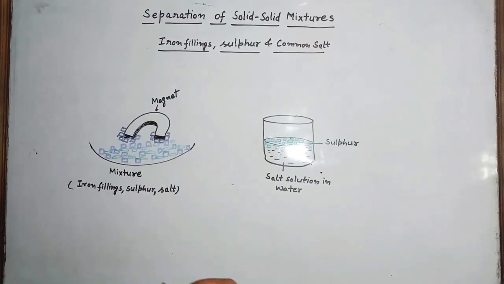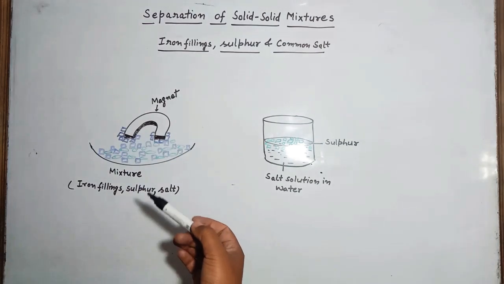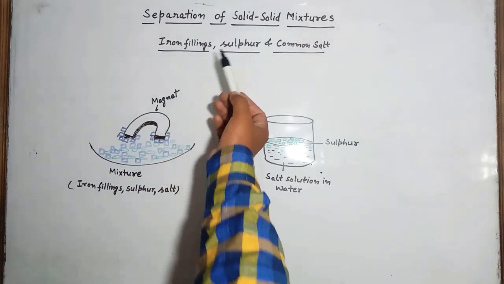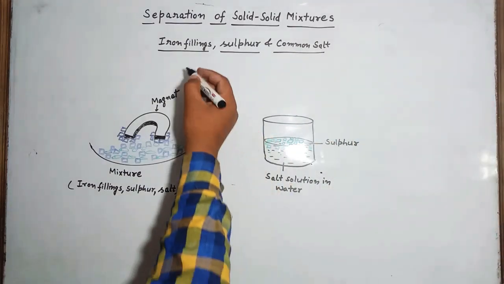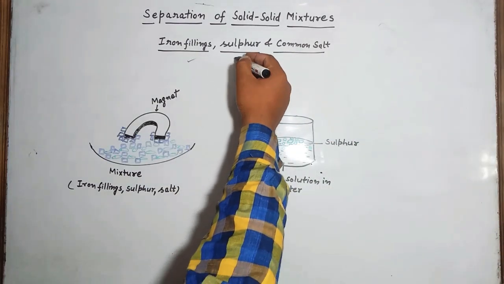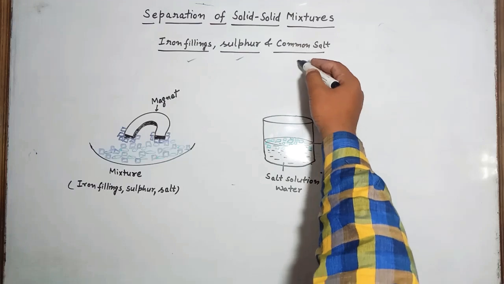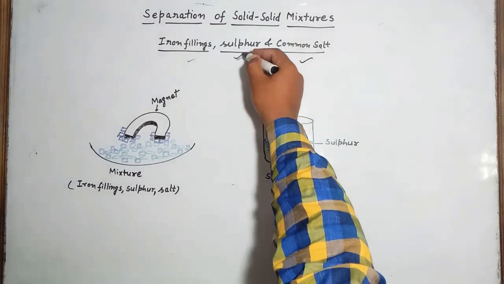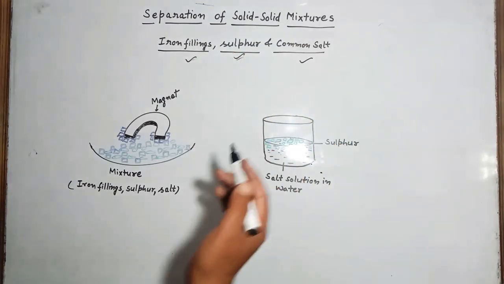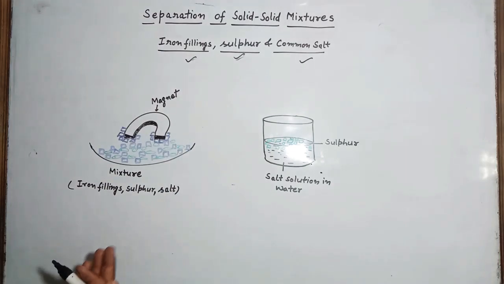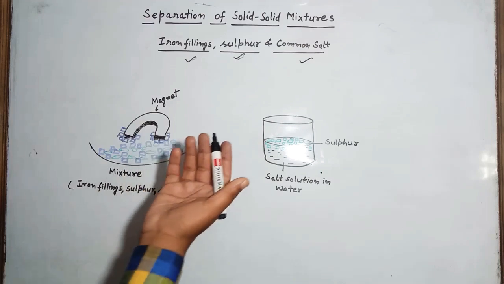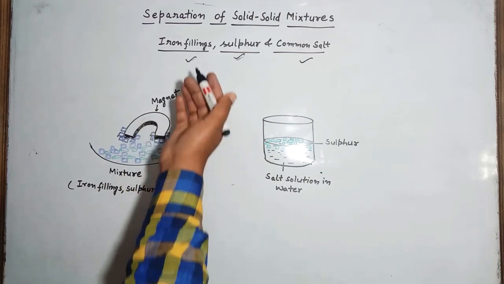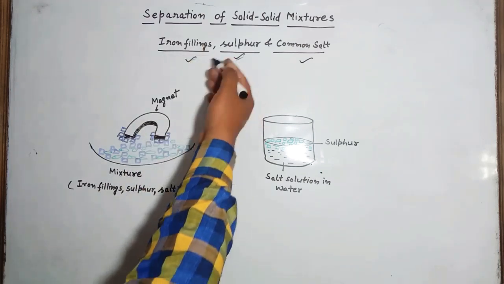Now we will learn how to separate the mixture of iron filings, sulfur and common salt. Now all of you know that iron filings are solid, sulfur is again solid, and common salt is again solid. Means three solids are here and we have to separate them. See, first what we will do, we know that iron is attracted toward the magnet. So first we will mix them together.